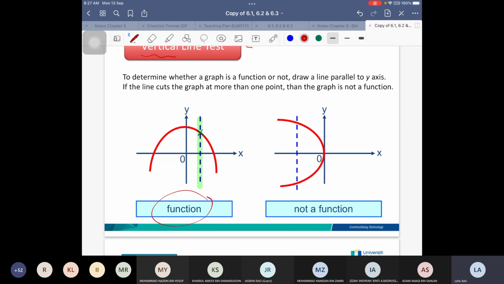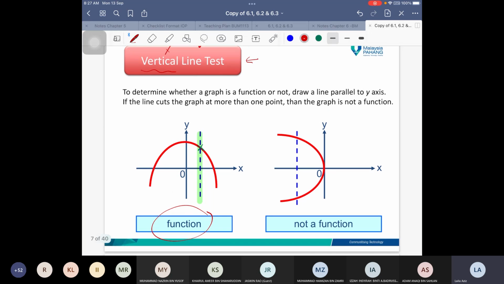Okay, katakanlah kita draw vertical line. Okay, for example here, this is my vertical line. So what happen is that dia menyentuh lebih daripada satu titik. For this case, dia sentuh dekat atas ni and sentuh dekat bawah ni juga as well. So ni adalah not a function. Graph ni bukan graph function. Tapi yang ni, so yes, dia adalah graph of function sebab dia sentuh satu titik saja. Okay, ni adalah cara you nak test. Kalau you diberi satu graph, macam mana nak tahu yang dilukis tu adalah function ataupun tidak.